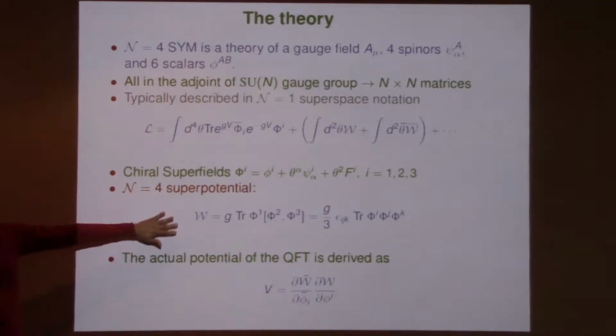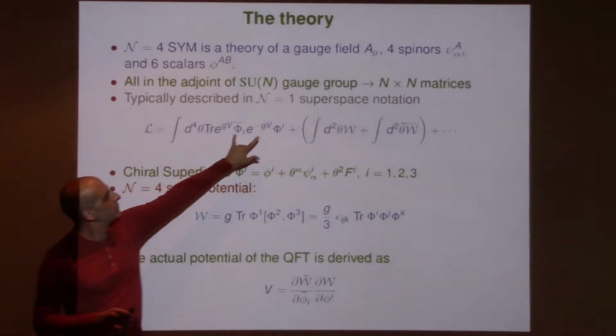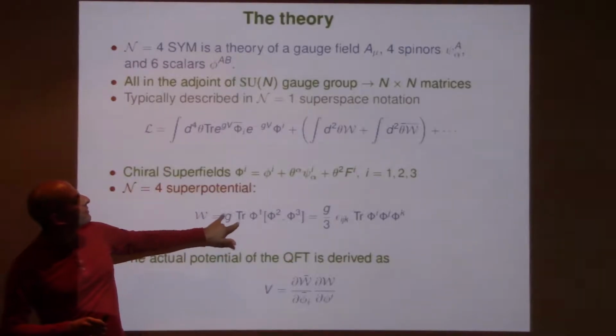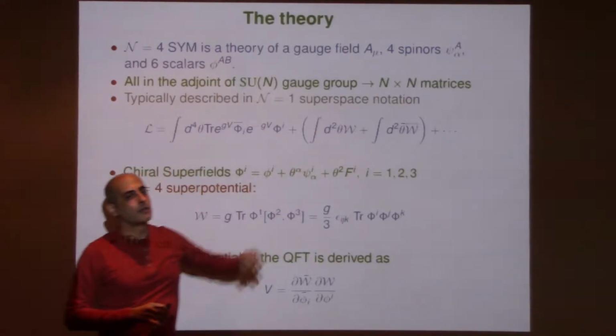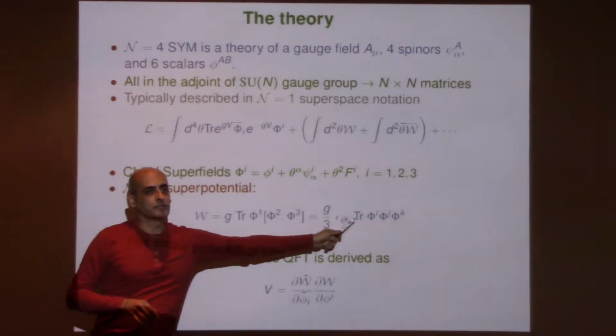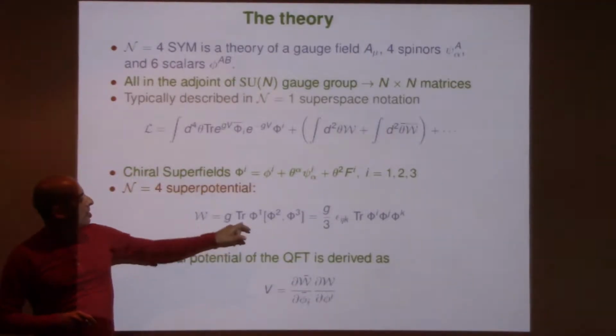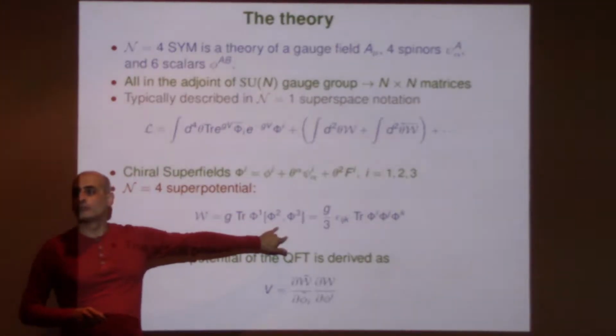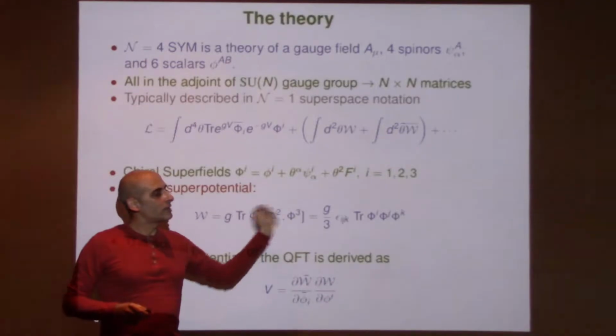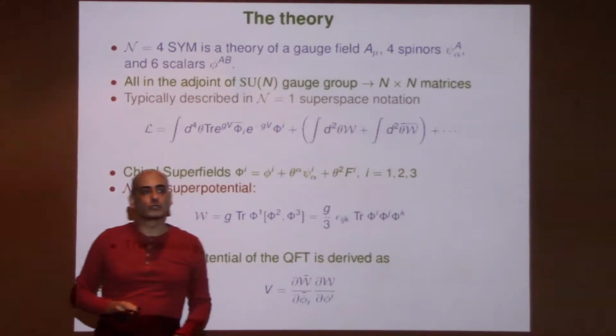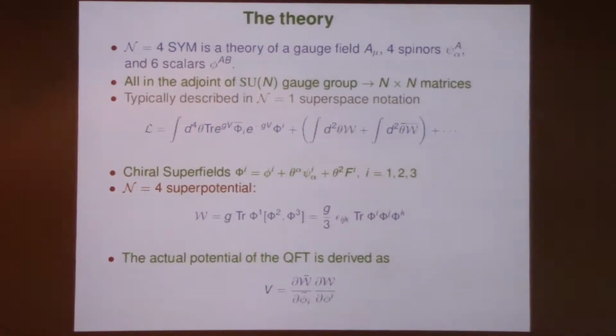And the relevant part is the superpotential. There's a kinetic term, but the interactions that I am interested in are in the superpotential, which is given by this. So you can write it either as phi 1 times the commutator of phi 2, phi 3, or this can be rewritten up to some factor as a totally antisymmetric combination. The potential is given by derivatives of the superpotential. That doesn't matter too much. I'll focus on the superpotential.